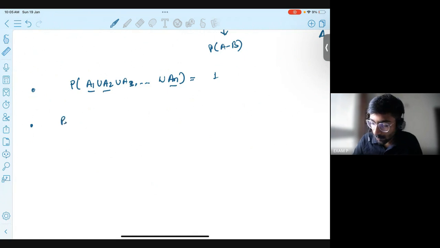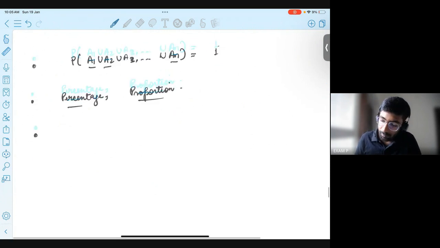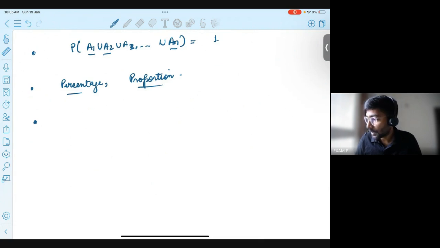Sometimes probability is also denoted using these two words, percentage or proportion. This also means probability, okay? While you solve questions, you will understand that these two also represent the same thing. Or in other words, the question may give you some probability values using these terminologies. They can tell you that 40% of the class has opted for, let's say, subject mathematics. That means probability that some student is studying mathematics is 0.4, right? That is what it means here.